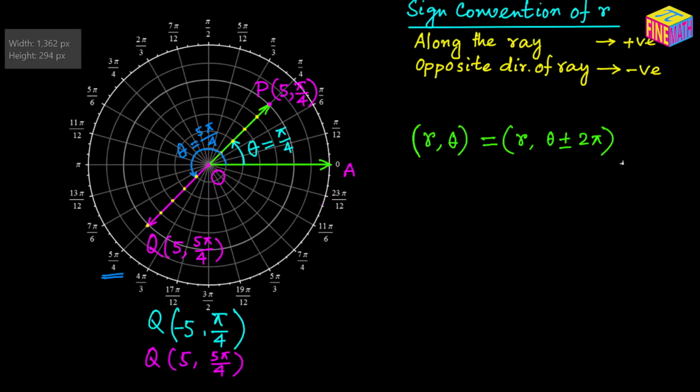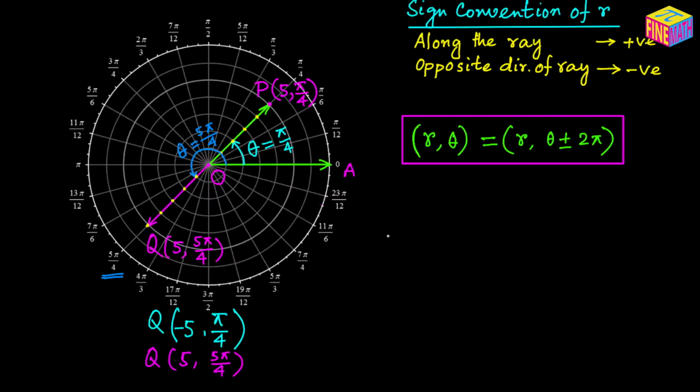Let me highlight this. And another observation is, in this particular example, let's see what are the two different ways that P can be denoted. Well, Q's coordinates we have seen, that Q can be denoted as negative 5, pi over 4, or 5, 5 pi over 4. Similarly, what are the two different ways we can denote P? Well, P can be denoted as the positive r, which is 5, pi over 4. That is one of the ways.